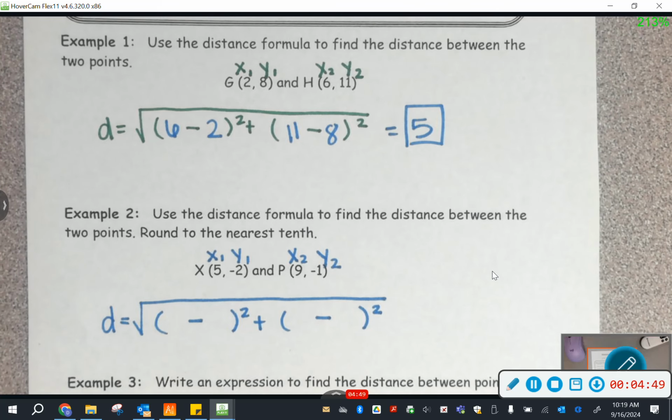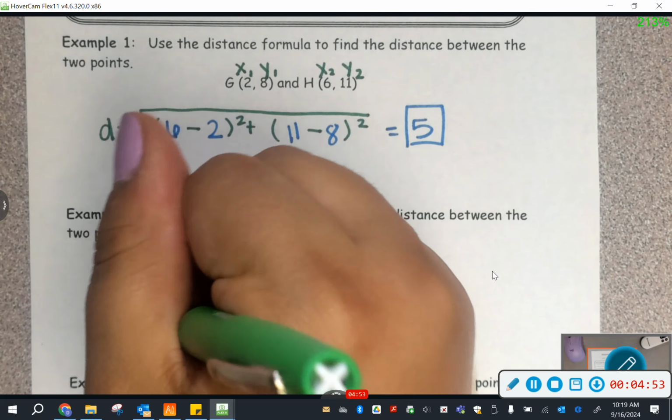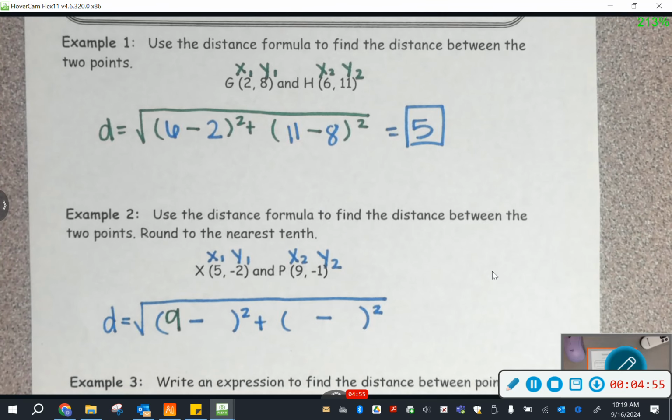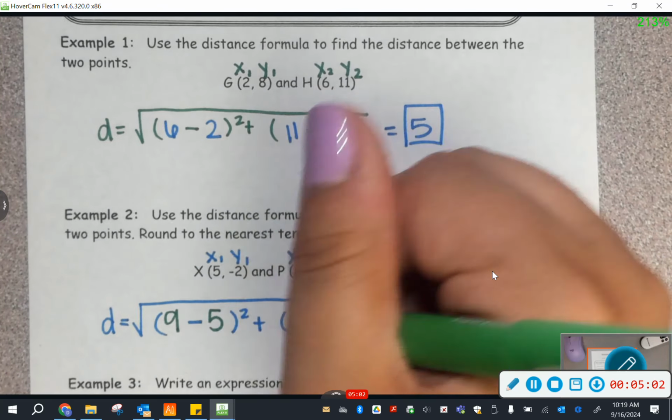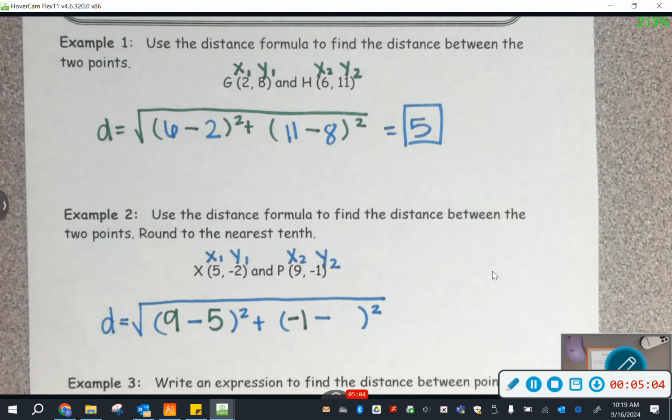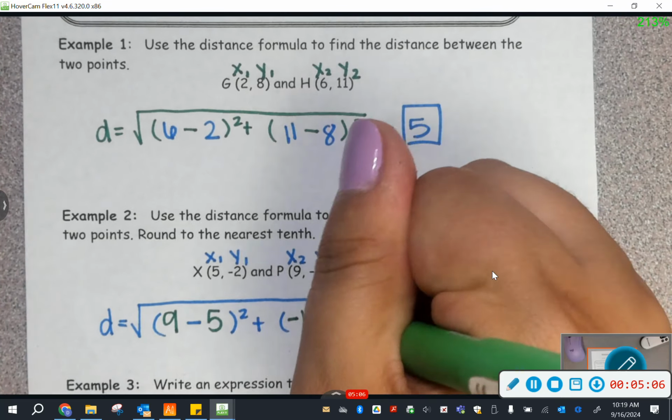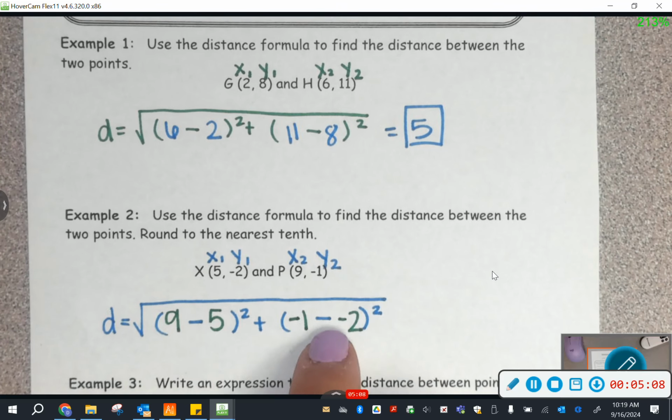What is your x2? 9. Minus, what is x1? 9 minus 5. What is y2? And what is y1? It is -2, so you should have a negative and a negative right here.